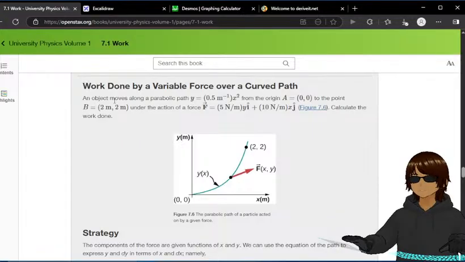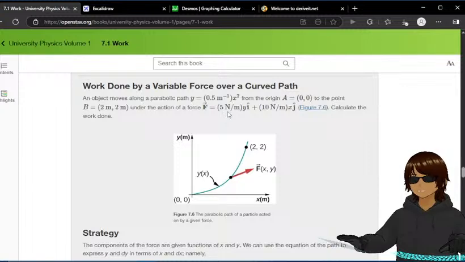An object moves along a parabolic path y equals 0.5 meters to the power of minus 1 times x squared, from origin A (0, 0) to the point B (2, 2), under the action of a force 5y newtons per meter in the i direction plus 10x newtons per meter in the j direction. Calculate the work done.